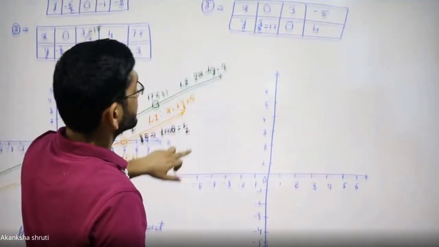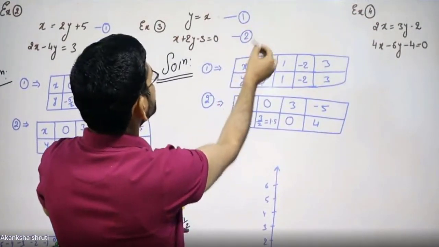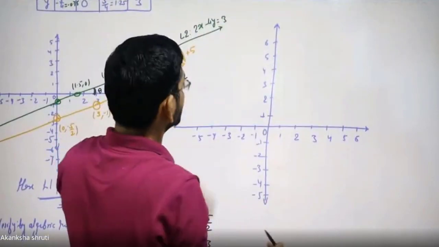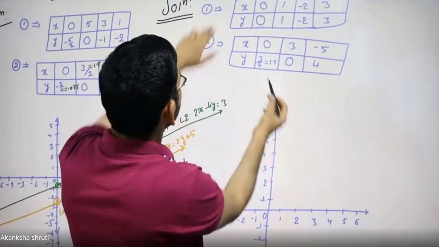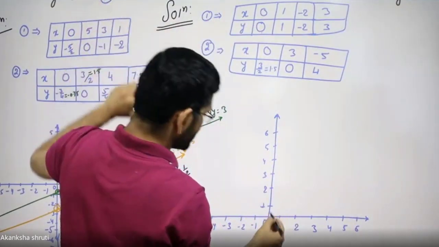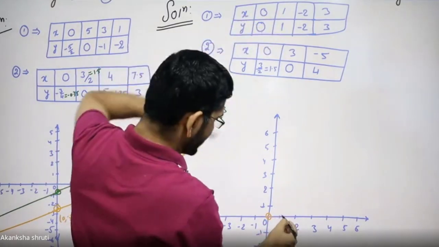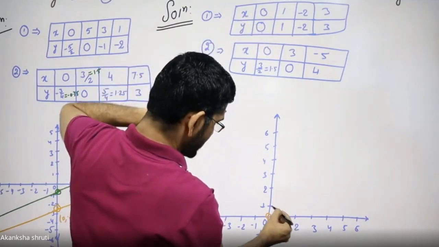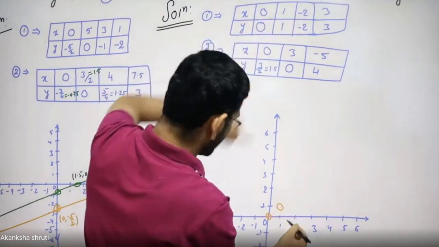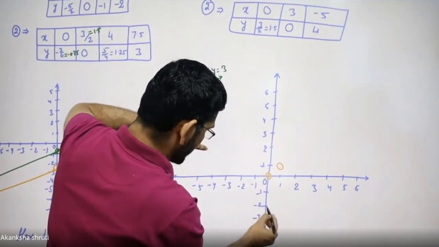Draw the graph. Whatever these two tables we have prepared for this pair of equations, we have to plot over this graph. Let us plot the first table. x is 0, y is 0. So x is 0, y is 0 is our origin. Second, x is 1, y is 1. So moving here 1, y is also 1. This one: x is minus 2, y is minus 2. So x is negative, minus 2, y is also negative.